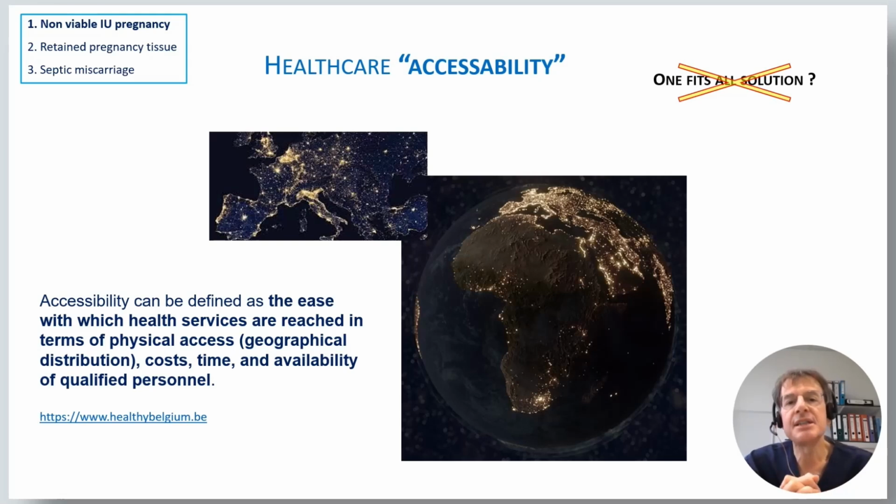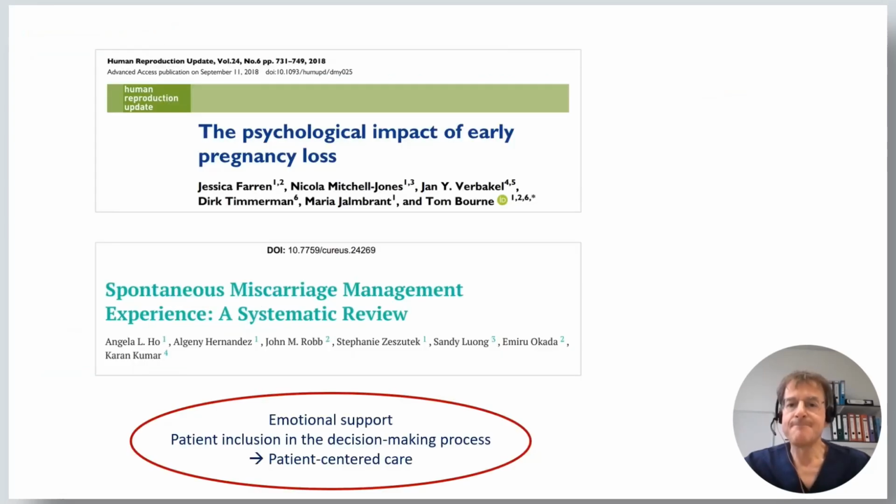And one point is the healthcare accessibility, and to illustrate that, because accessibility is defined as the ease with which health services are reached, when you look at the satellite photograph of this part of the world, you see Africa and Europe. And just looking at that, you can imagine that there is a difference in accessibility. And if you look at Europe, and I'm living at this hotspot where you have a hospital every 20 kilometers, of course, it is a huge difference as to the accessibility and as to the choice you will make how to treat the miscarriage.